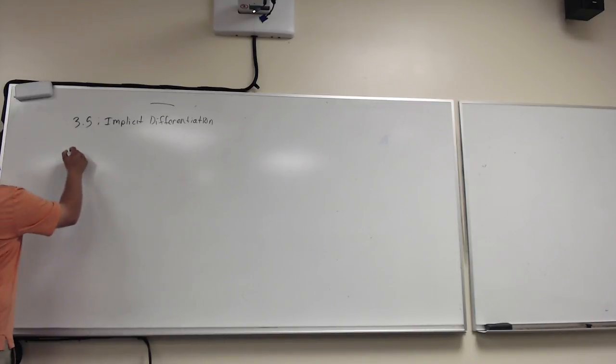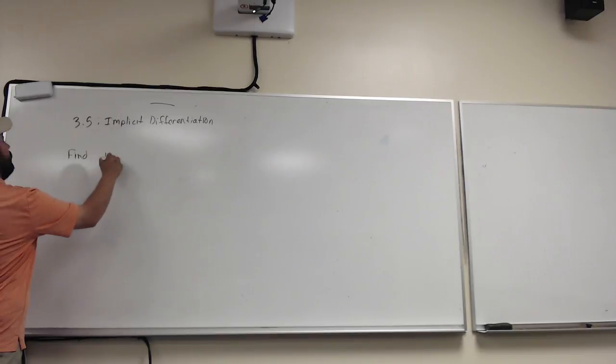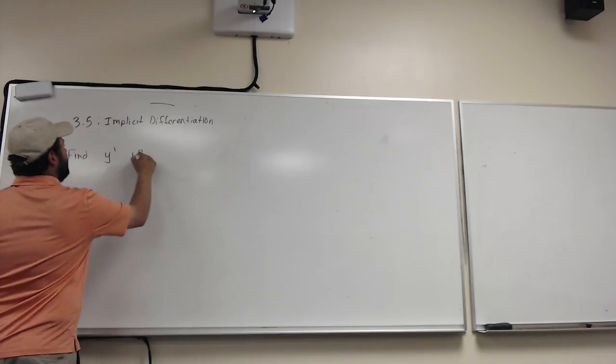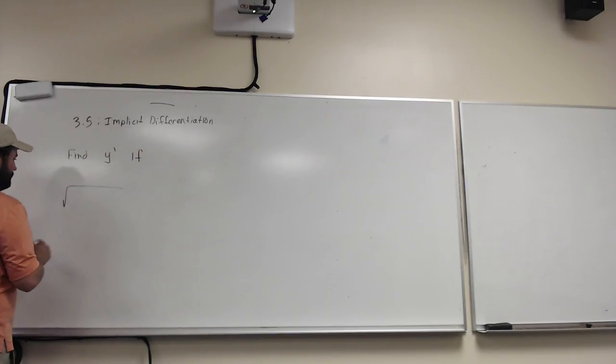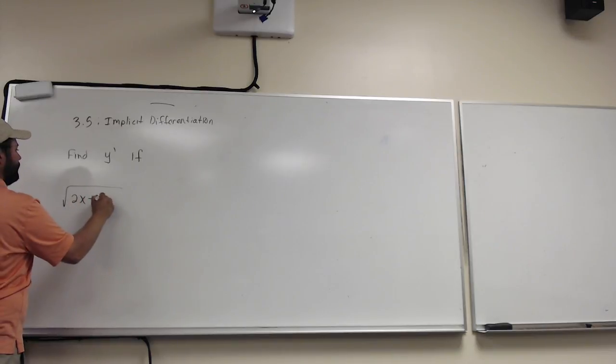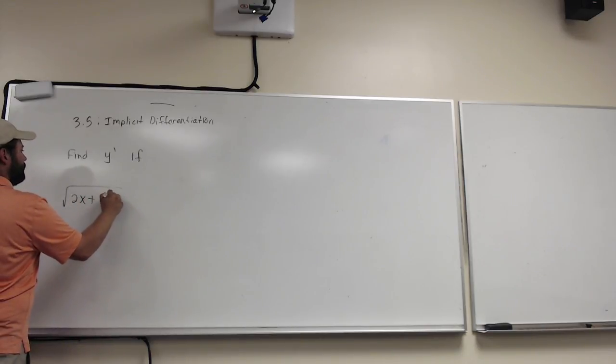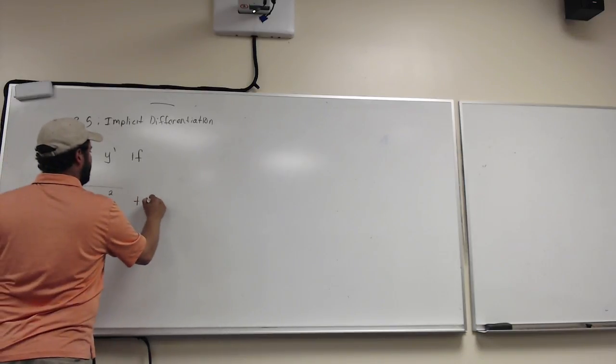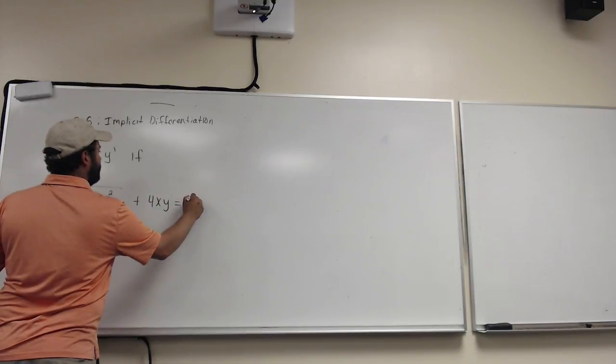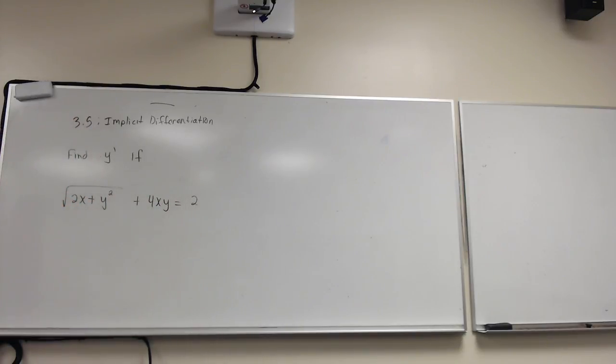So what I'm going to do is I'm going to say, let's find y prime if we have an equation. I'll do something like 2x plus y squared plus 4xy equals 2. Okay. Now, again, it looks pretty complicated. What do we really need to do here?